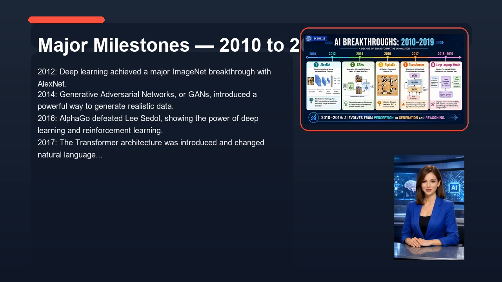2017, the transformer architecture was introduced and changed natural language processing. 2018 and 2019, large pre-trained language models became increasingly powerful. By the end of the 2010s, deep learning had become central to modern AI.